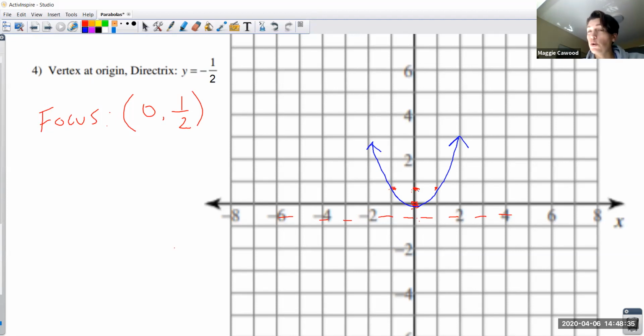Now, if I wanted to write the equation of that, let's do that. So what did we say our p-value is? Is it positive or negative? It is a positive value. Good. p is a positive 1/2, because the p-value is always from the vertex to the focus, because that's our direction. We're pointing up, so it's a positive value.